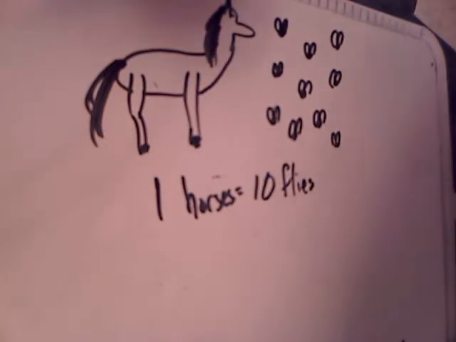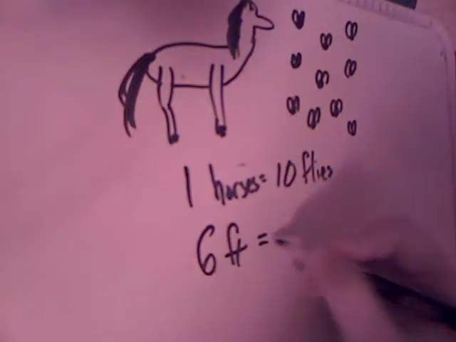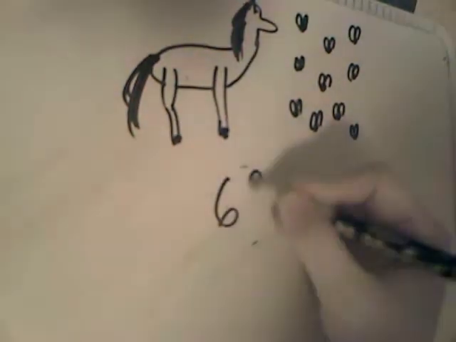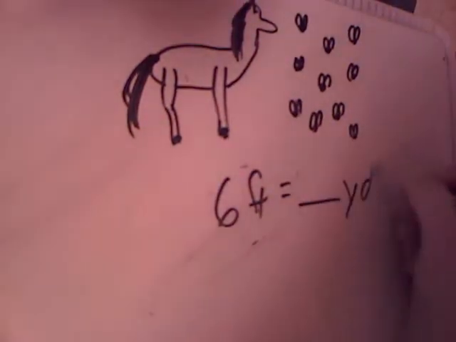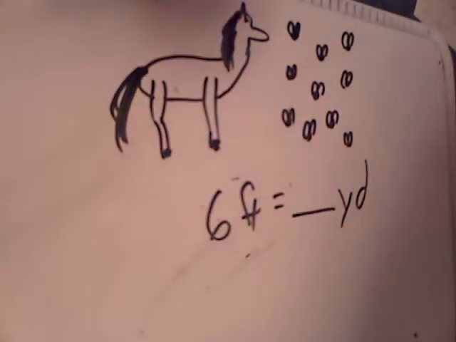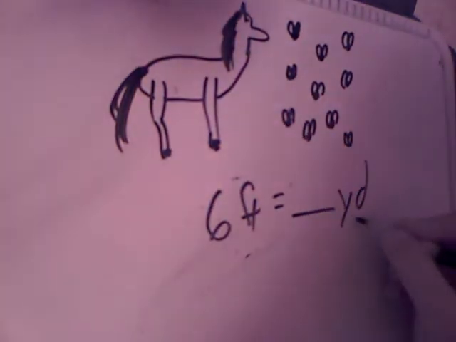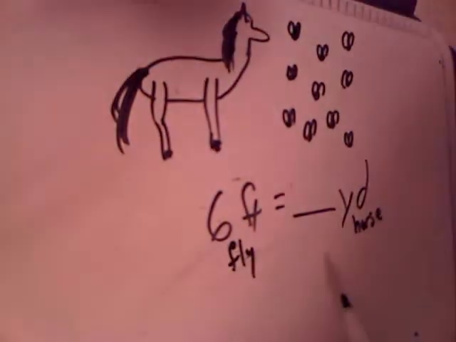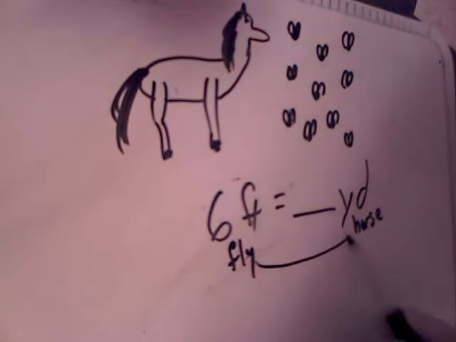Let's talk about how to use that in a little bit more of a practical purpose. Say, in the real world. If I have 6 feet, and I want to know how many yards that is, the first thing I need to figure out is which one of these measurements is bigger. And it turns out that yards are bigger than feet. So this is going to be the horse, and this is going to be the fly. So because I'm going from fly to horse, I'm going to divide, of course.